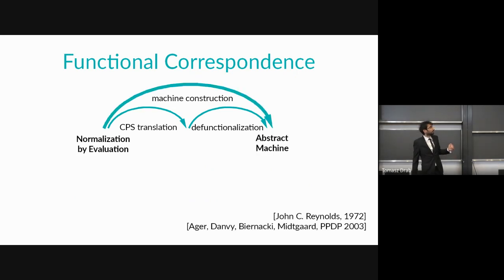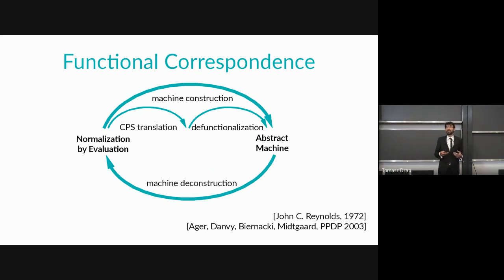But in 2003, Danvy and his then doctoral students observed and showcased that this process is the process of constructing an abstract machine. And we can find abstract machines from the literature that can really be derived from functional programs. Moreover, this process can be reversed, so we can deconstruct abstract machines and, in terms of programming, see what's inside.